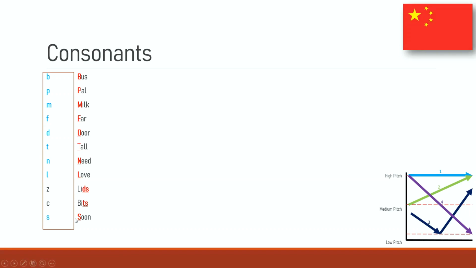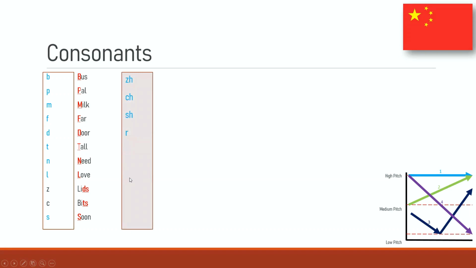The exception here is the Z and the C. The sound they produce is similar to the DS in lids and the TS in bits. They sound similar, but the C sound is aspirated and therefore sounds a bit stronger. So it's like ts and ts, ts and ts.